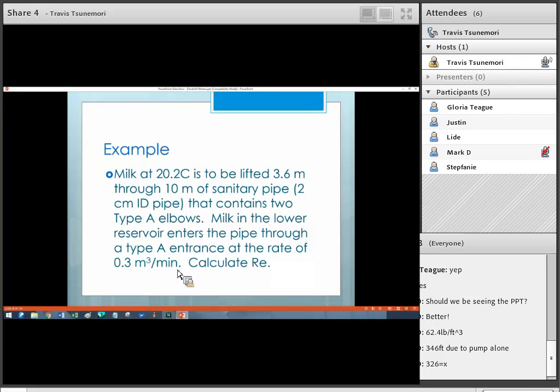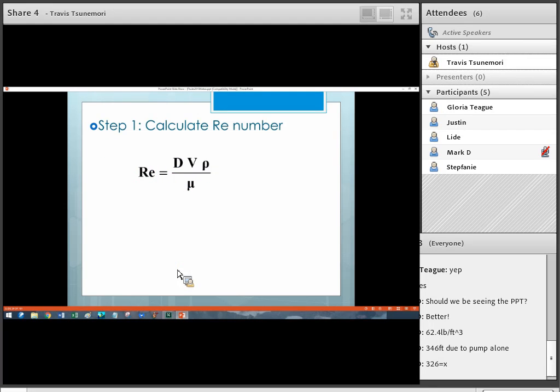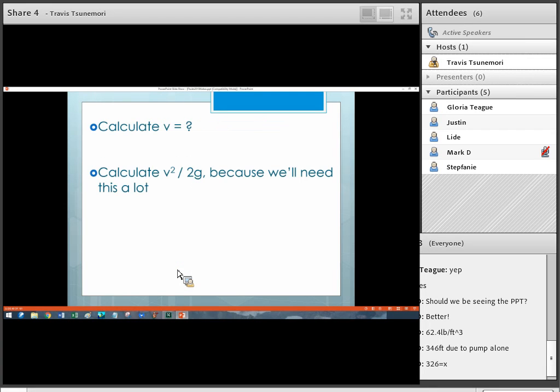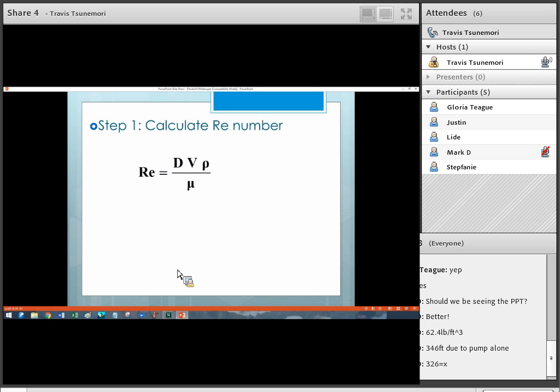So, in order to do that, we need to know the diameter of the pipe, right? Reynolds number is dV rho over the dynamic viscosity. So in Reynolds number, we need to know the velocity of the fluid, but that was not given to us, so we have to calculate that.